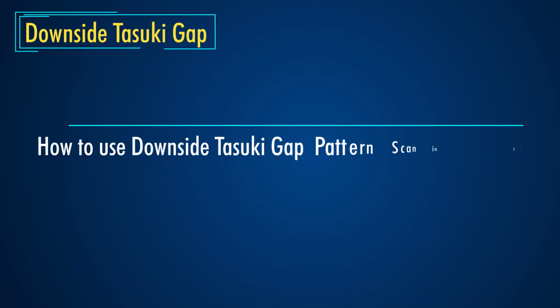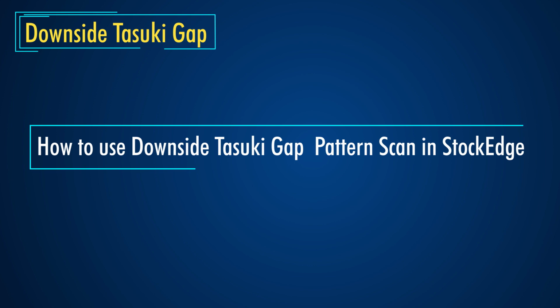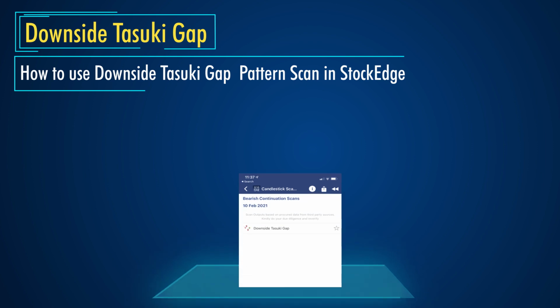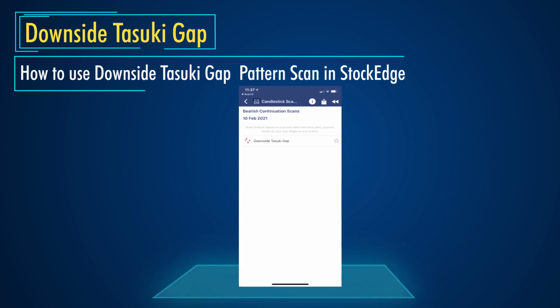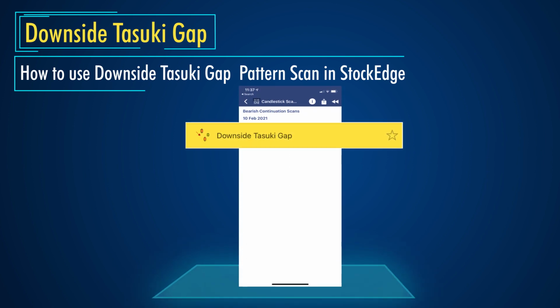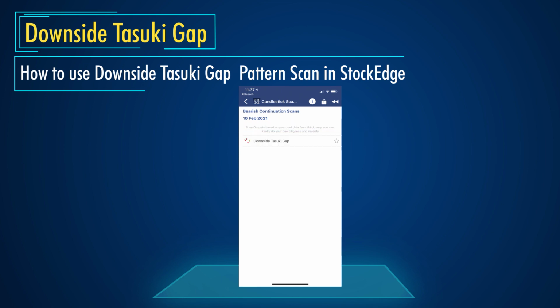Now, how to use this downside Tasuki gap pattern in Stockedge? When you click on the bearish continuation scans, you will see the downside Tasuki gap scan by clicking here. After selecting it, you will get the list of all the stocks in which the downside Tasuki gap pattern is formed.